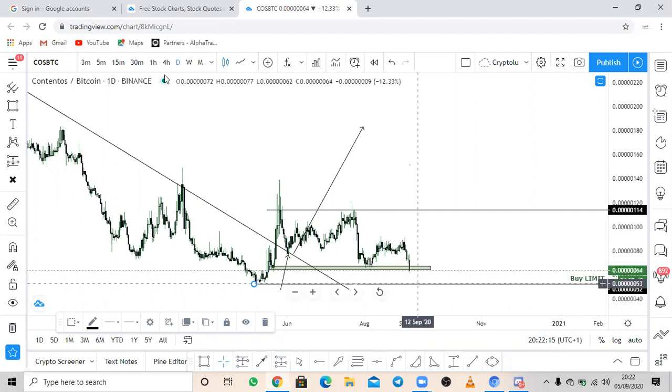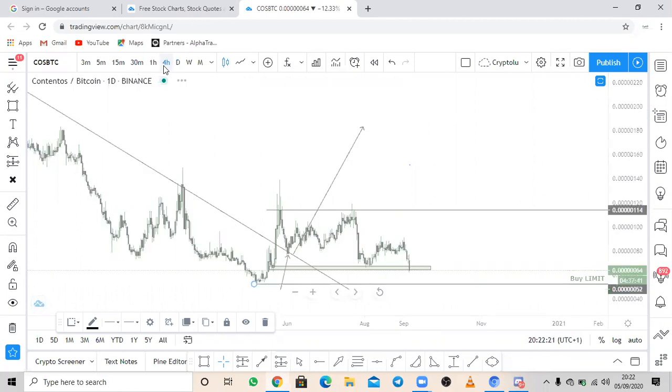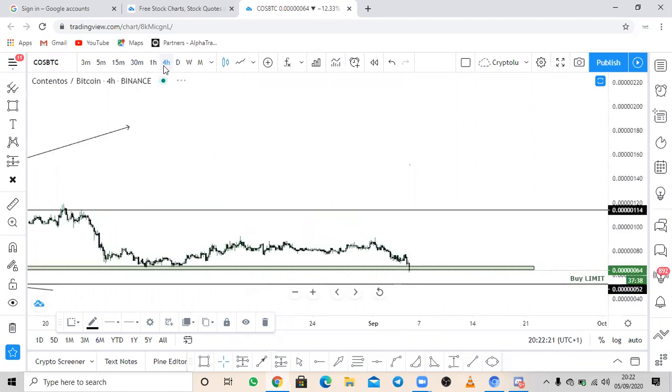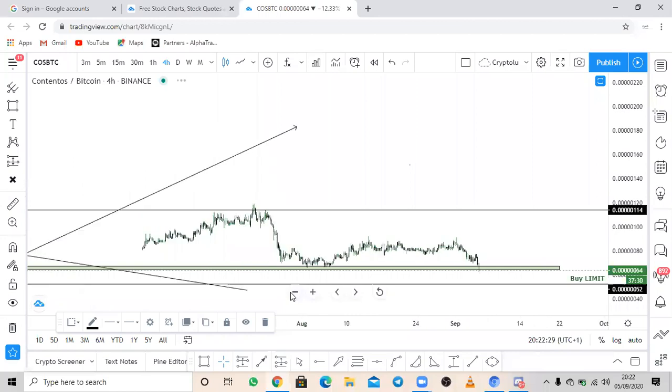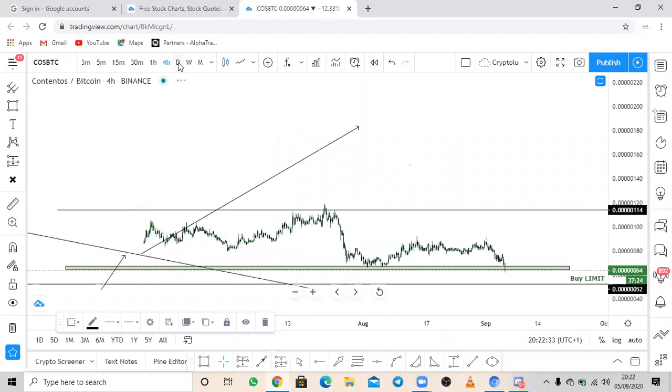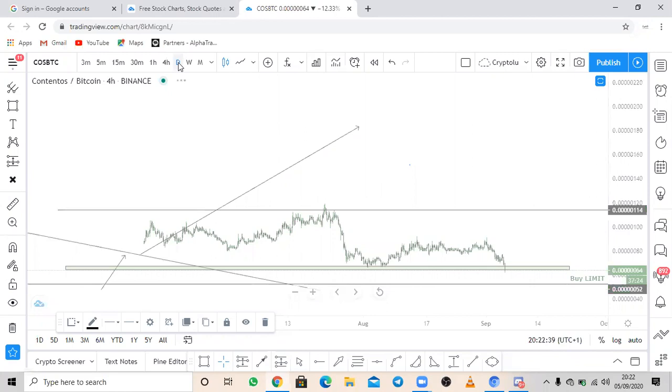So is there anything interesting on the 4 hour? I'm not sure. I don't think we have anything there. Okay, so I'll be leaving the 4 hour now. So that's for COS BTC. My analysis has been done on the daily already, so I wouldn't be going all the way down to the 4 hours.